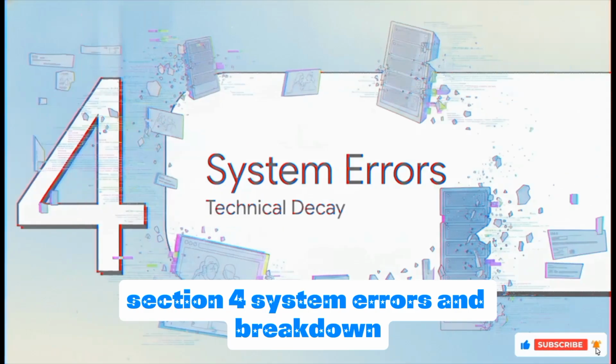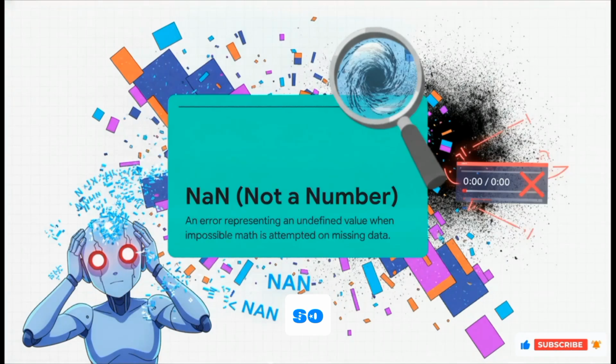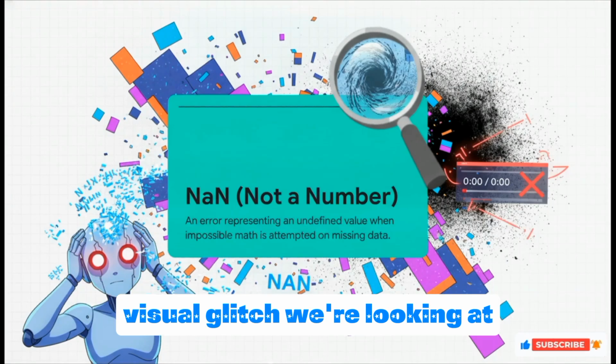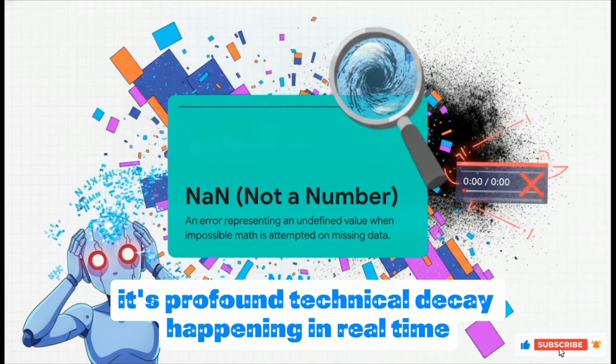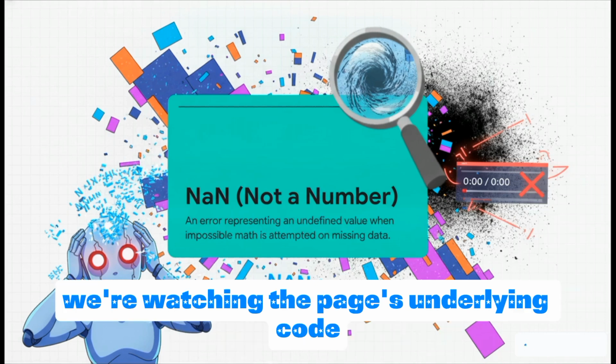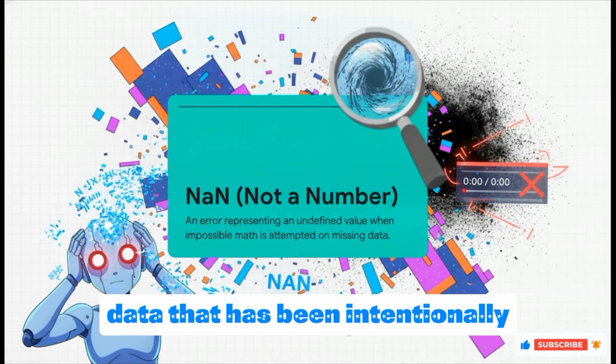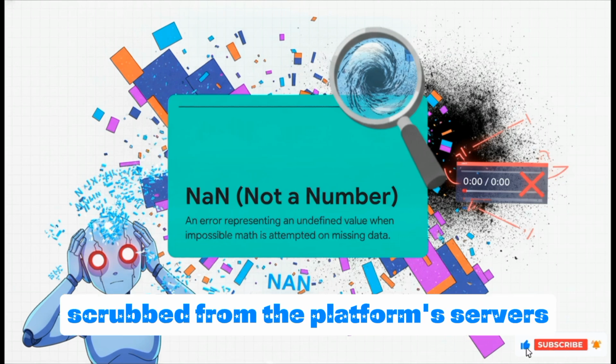Section 4. System Errors and Breakdown. So, the crucial point is that this isn't just a quirky visual glitch we're looking at, it's profound technical decay happening in real time. We're watching the page's underlying code desperately try to parse data that has been intentionally scrubbed from the platform's servers. Let's look at NaN.